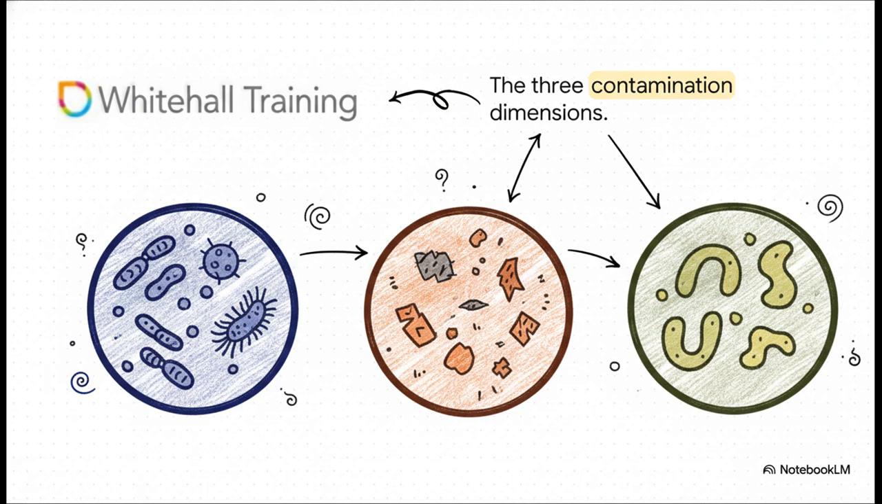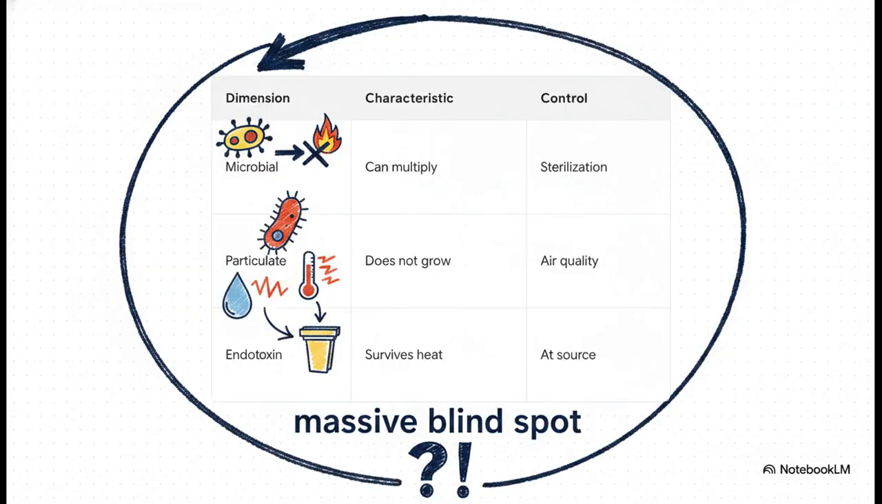Now, we really have to anchor our focus on three distinct dimensions of contamination. We aren't just fighting generic dirt or germs here. We are up against three very different enemies: microbial, particulate, and endotoxin. And because they all behave so differently, they require entirely different control approaches. Breaking these down really reveals why taking a single-dimension view is dangerously incomplete.